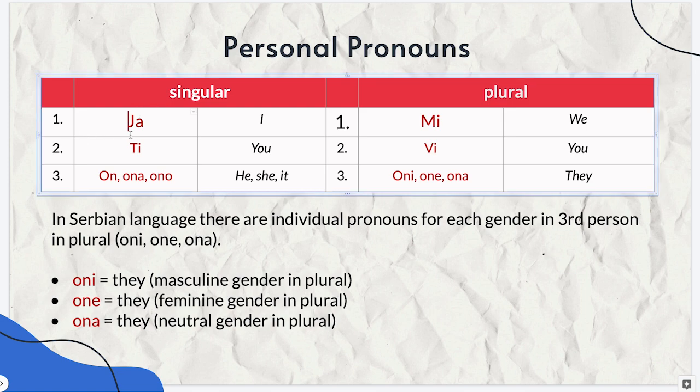Personal pronouns in Serbian, at first glance, in singular at least, are quite similar to English. Ja is I, ti is you, on, ona, ono is he, she, or it. We have three genders as in English.